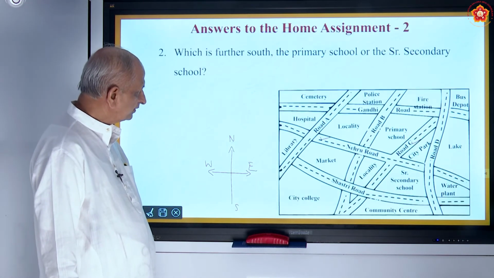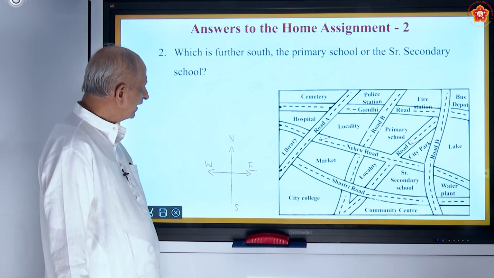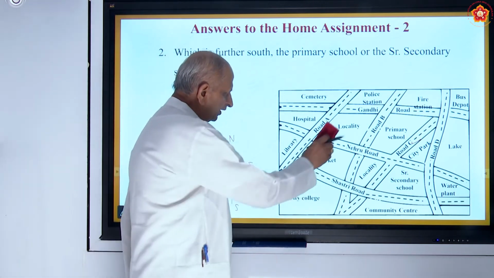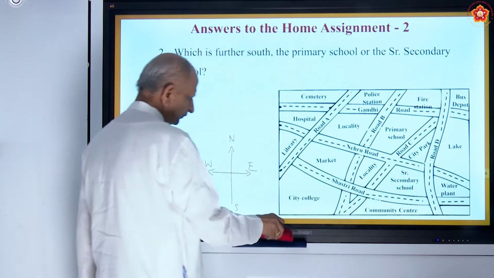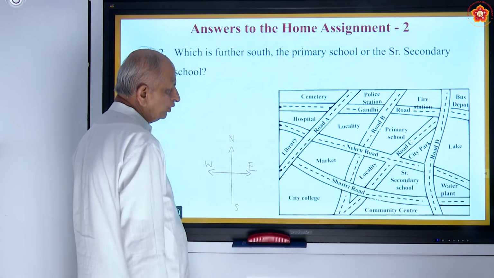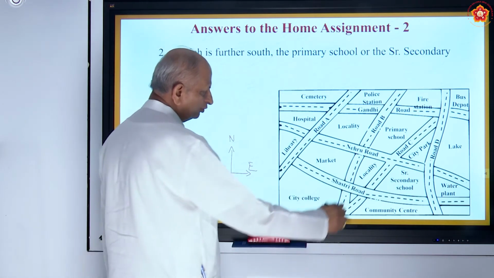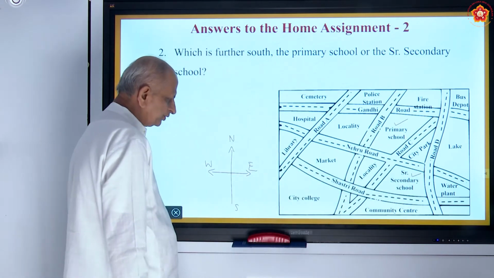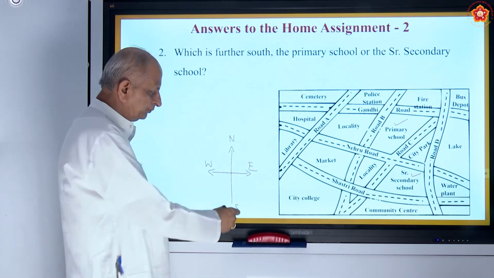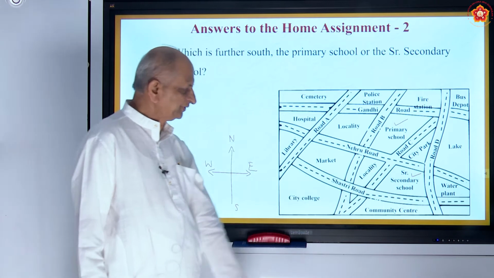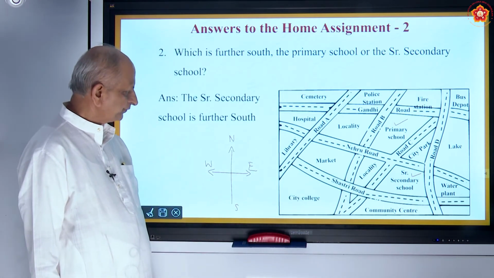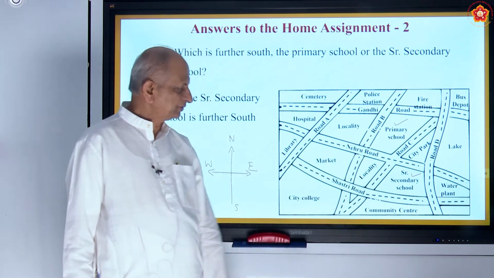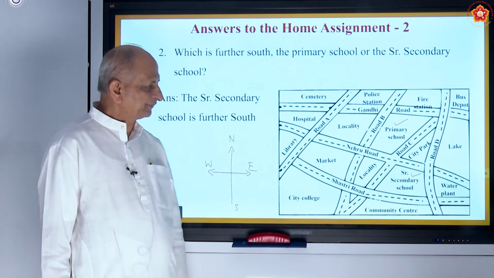Coming to question E: which is farther south? School, primary school or senior secondary school? See, primary school is here, senior secondary school is here. Which is more south they are asking. South means down. The answer is senior secondary school. So senior secondary school is farthest south, is it not? So that is the answer for the home assignment.